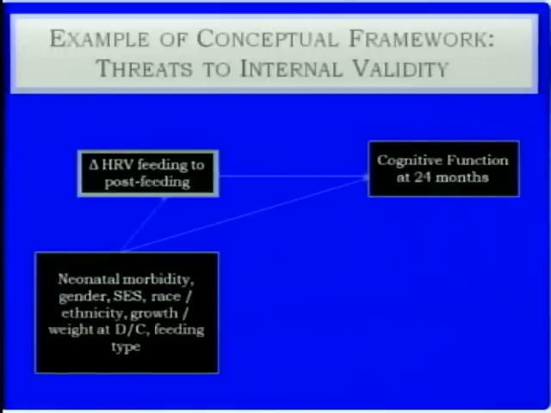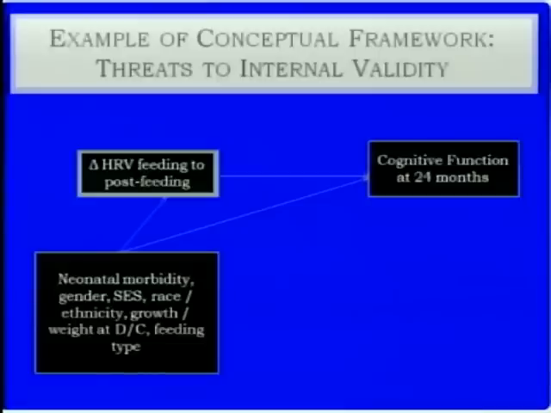Some possible confounders that we identified were things like neonatal morbidity. So how sick the baby is, what the NICU course was like, is obviously going to affect their heart rate variability because it's a measure of autonomic function. But we also know that babies who are sicker in the NICU tend to have poorer cognitive function. Gender, socioeconomic status, and race ethnicity, we suspect that there might be some variability with physiologic markers. We know that there are huge disparities by race and ethnicity and socioeconomic status related to cognitive function.